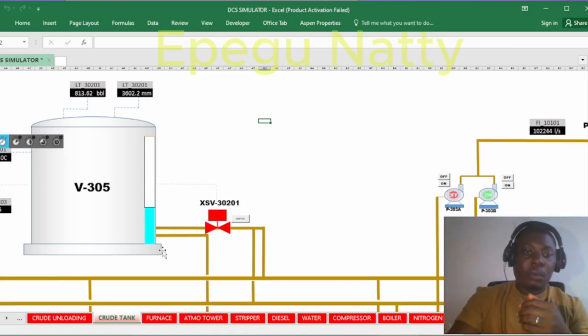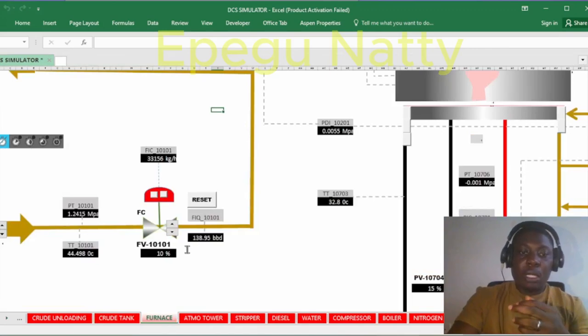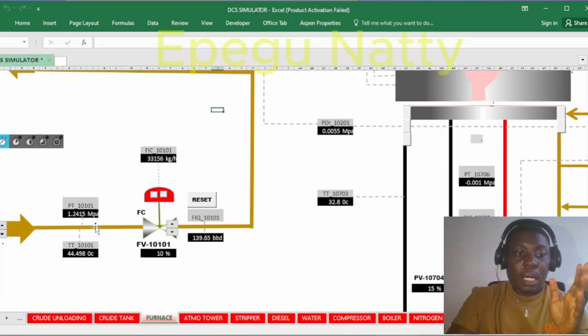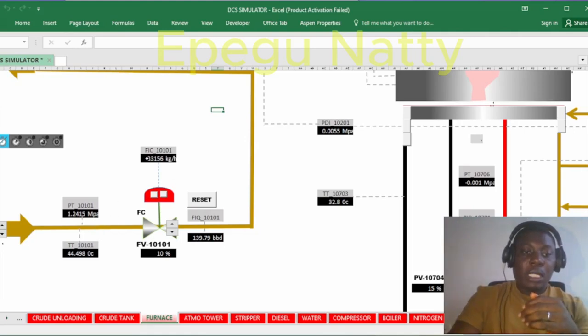So I click on, and then I go over to this other tab for the furnace. Now notice what we have here. Currently the pump is running. The control valve is at 10% open, and now you see the temperature has gone up to 44 degrees, which is a bit high. Now we are going to know why this temperature went up. You see the pressure is at 1.2415 MPa, and the flow rate is at 33,156 kilograms per hour.